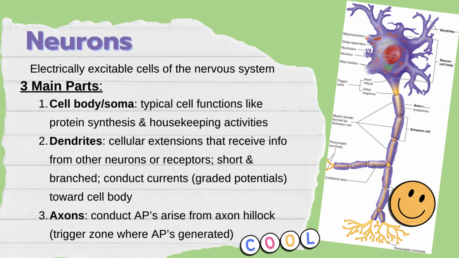Dendrites are the cellular extensions that receive information from other neurons or receptors. They are short and branched and conduct currents called graded potentials towards the soma. And lastly, axons arise from the axon hillock, which is the trigger zone where action potentials are generated. The axons conduct action potentials. The image on the right outlines these three main parts of a neuron.